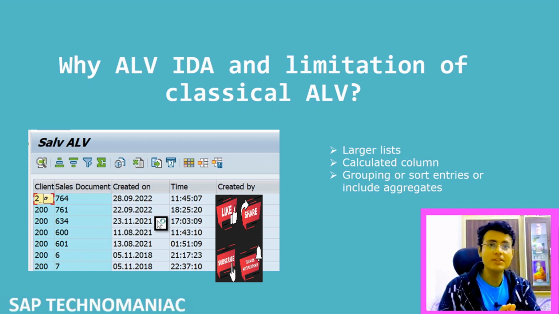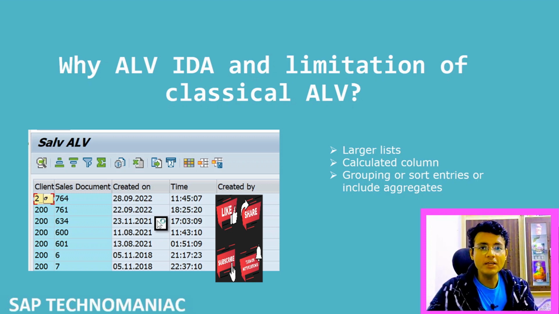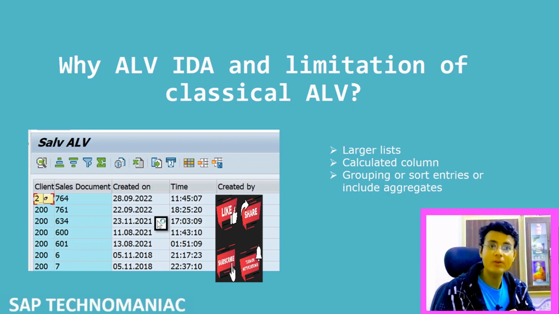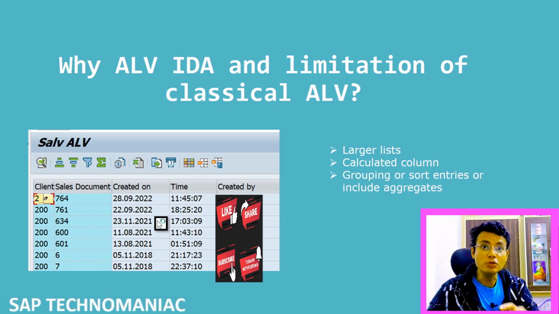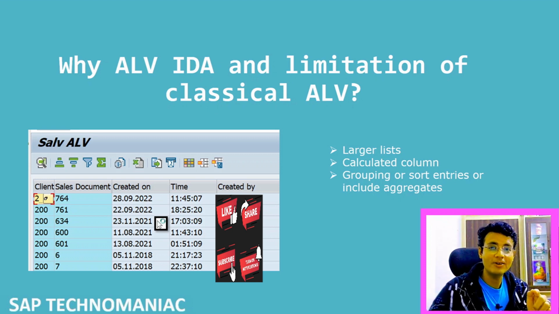So why did they come up with the ALV IDA? When we work with the classical ALV, the problem is that if we have a huge amount of data, the ALV is not only created in a program. When we display using SE16, we can also see an ALV output. Sometimes when we fetch a huge amount of data from the database without putting any filter conditions, it will take too much time. We can see the cursor where the circle is rolling, and after some time data is displayed. This is not a very good user experience.